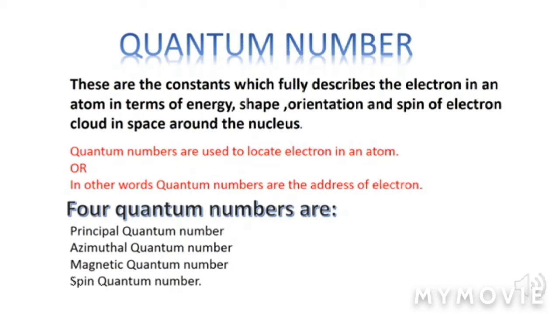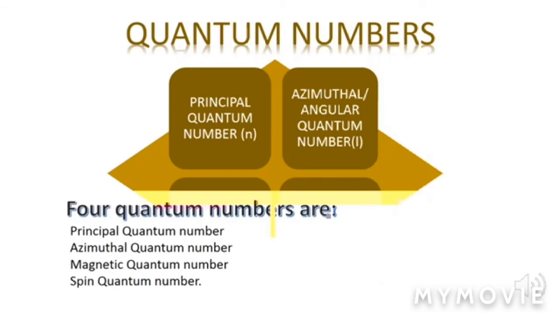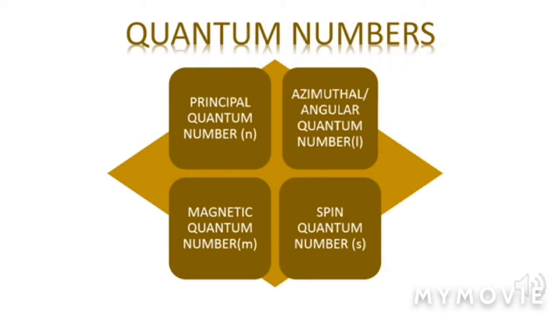There are four quantum numbers: principal quantum number, azimuthal quantum number, magnetic quantum number and spin quantum number. Now look at the four quantum numbers. The first quantum number, principal quantum number, is denoted by small n. It describes the size of the orbital or the energy level of an atom. Second is the angular quantum number, denoted by small l. It describes the shape of the orbitals.